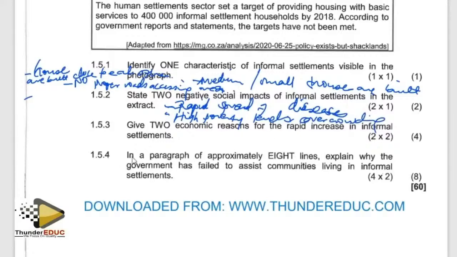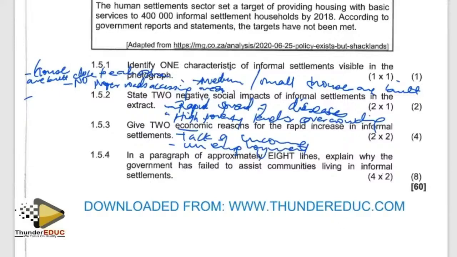Give two economic reasons for the rapid increase of informal settlements. Why are they increasing, but they're only looking for economic? So we can say lack of income. Okay. Then there is a high rate of unemployment. All those can be economic.